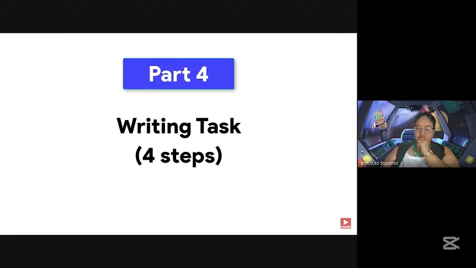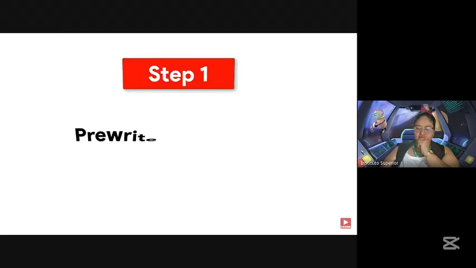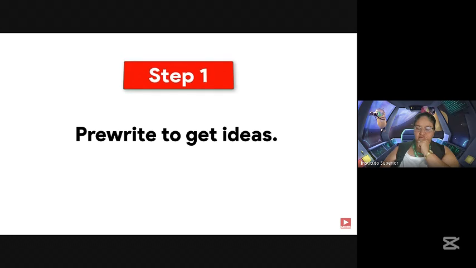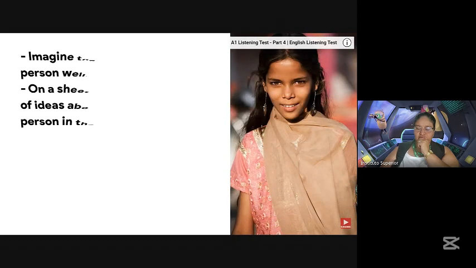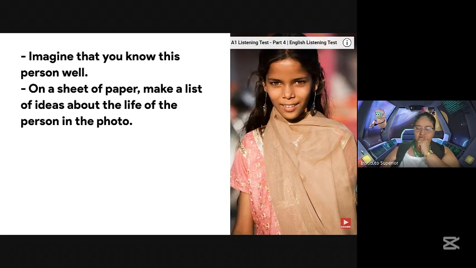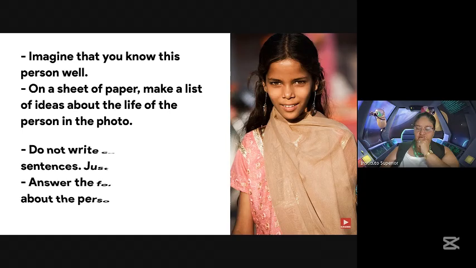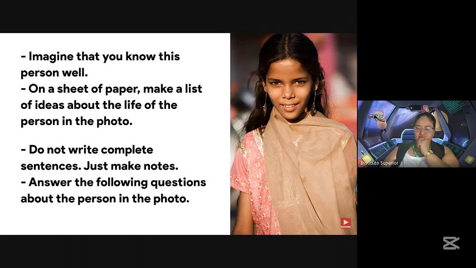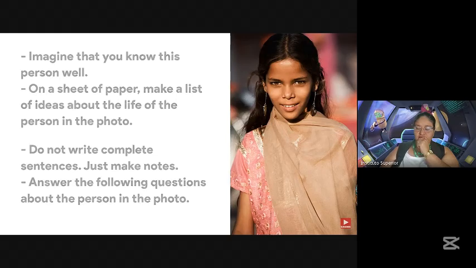Writing task. Step 1. Pre-write to get ideas. Look at this photo. Imagine that you know this person well. On a sheet of paper, make a list of ideas about the life of the person in the photo. Do not write complete sentences, just make notes. And answer the following questions about the person in the photo.